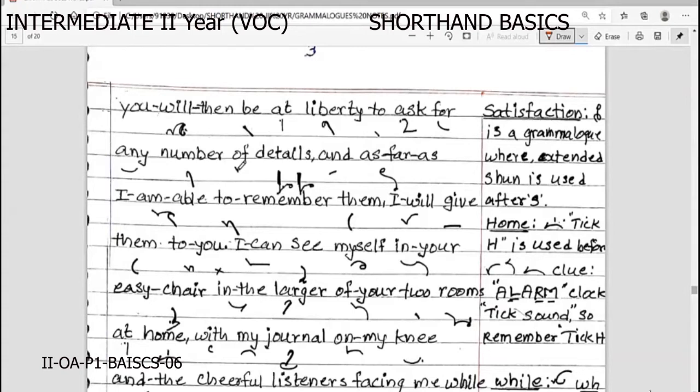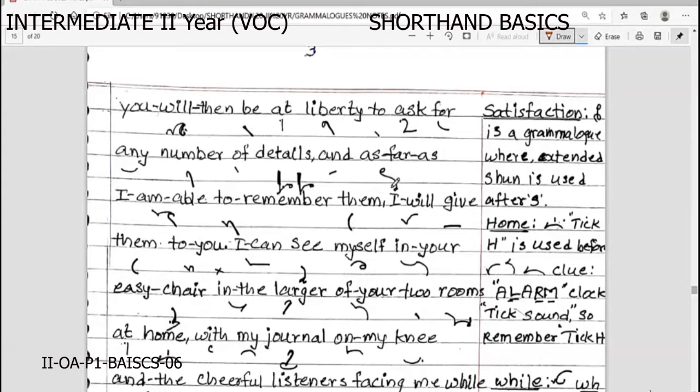Off is light tick P direction. Off. Details. It is details. D on the line, T L N circles. Details. And redirection, light tick above the line. And as far as. So as is circles. Far is F and R.